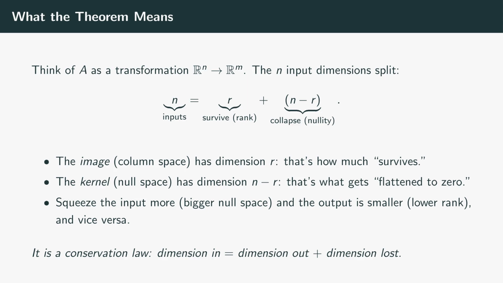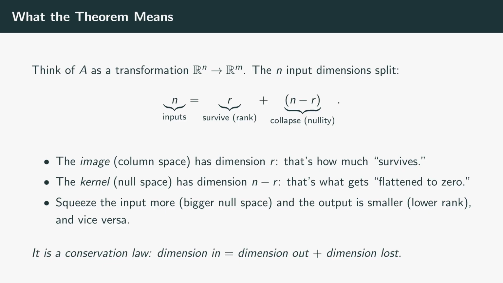It helps to read the theorem as a conservation law. Picture A as a transformation from Rn to Rm. It has n input dimensions to work with, and the theorem says those n dimensions split into 2 parts. The first part, with dimension r, survives. It becomes the image, also called the column space, the set of outputs the matrix can reach. The second part, with dimension n minus r, collapses. It becomes the kernel, also called the null space: every direction the matrix flattens to 0.